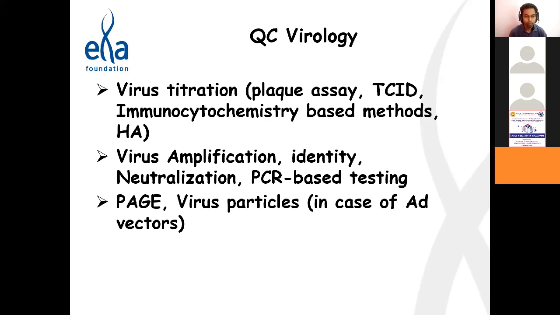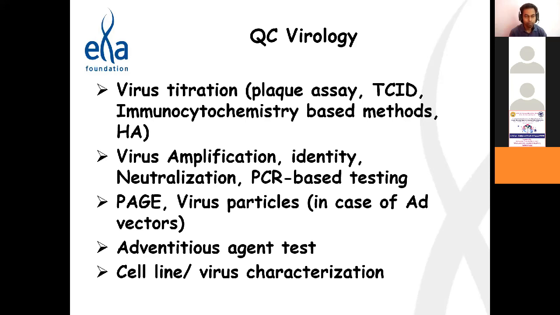So, virus particles. In case of Ad vectors, these are important things that they do. This virus particle, I will explain to you on the later slides. So adventitious agent test is another important thing that they do to make sure that there is no other virus or bacteria growing in the vaccine samples. They also get involved in cell line and virus characterization, which is very critical.